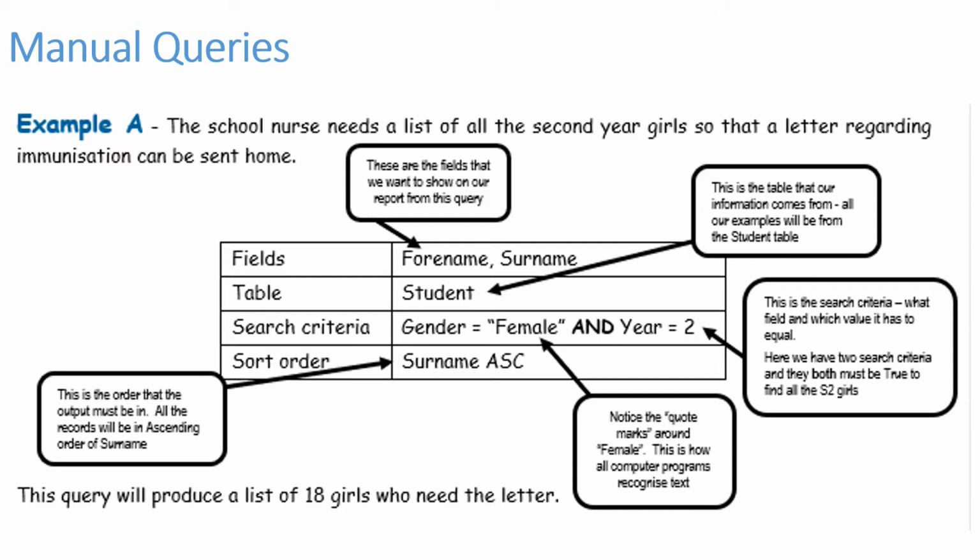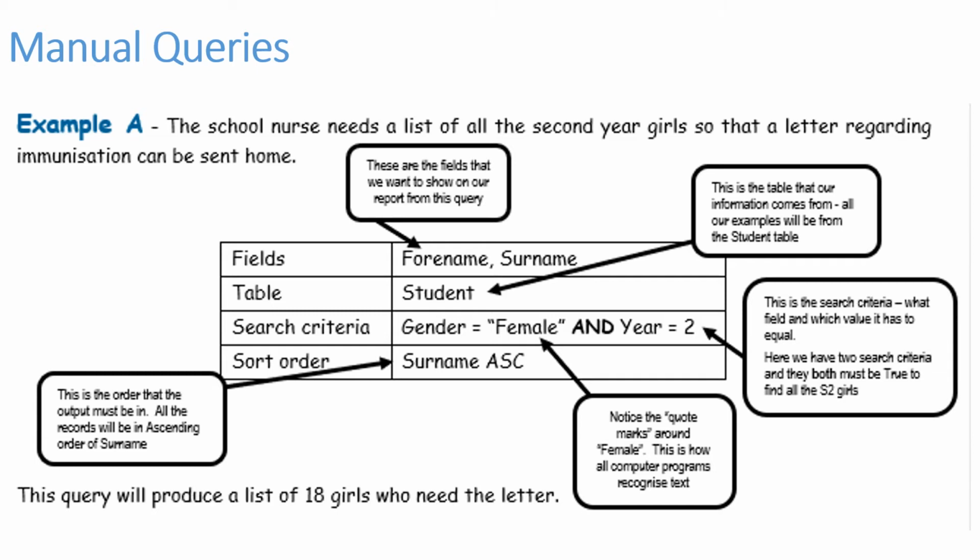So as you can see here, the table has on the left-hand side the fields, table, search criteria, and sort order, and that's what we're going to use for all of our manual queries. Okay, and now all we have to do is fill in the rest. So which fields from this table do we want to pull some information from? Well, the first one is going to be the forename field, okay, because that's going to give us the first name of all second-year girls. The second then, separated by a comma and a space, is the surname, and that's going to return all the surname of the records that we pull out. Okay, so the fields that we're looking for are the forename and surname.